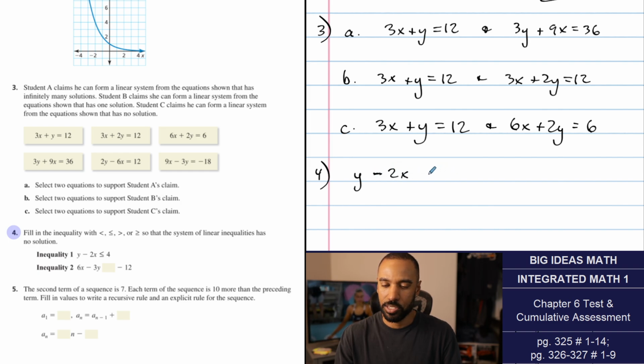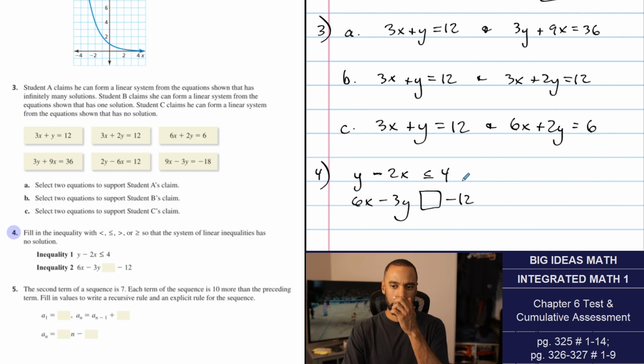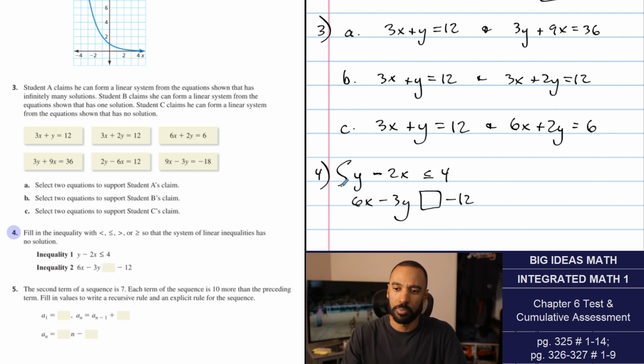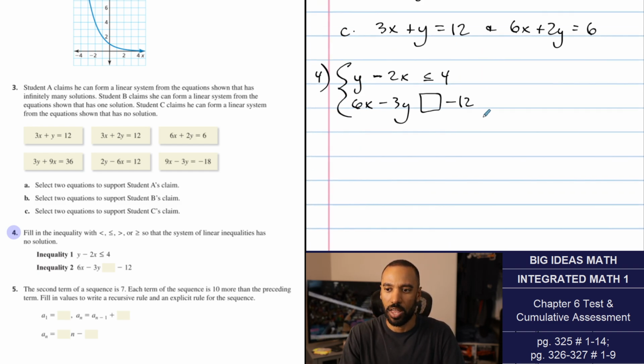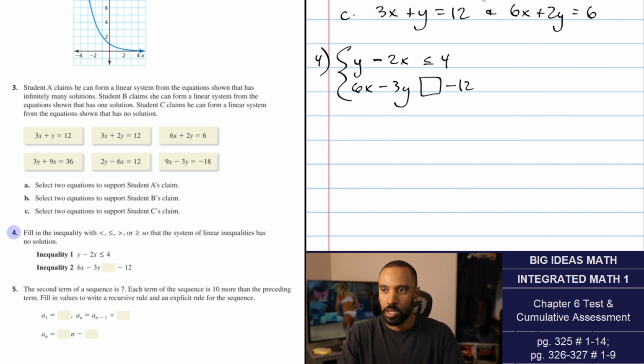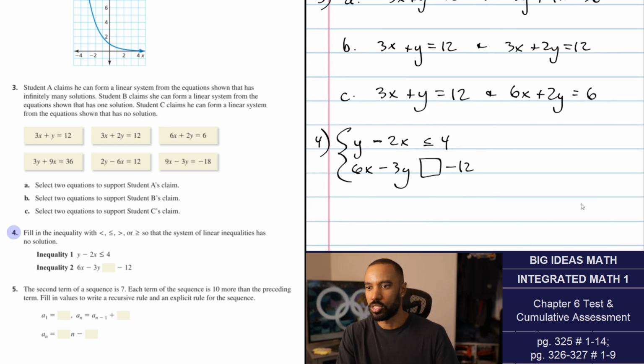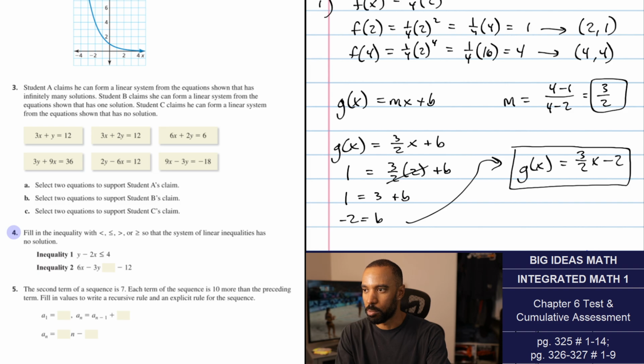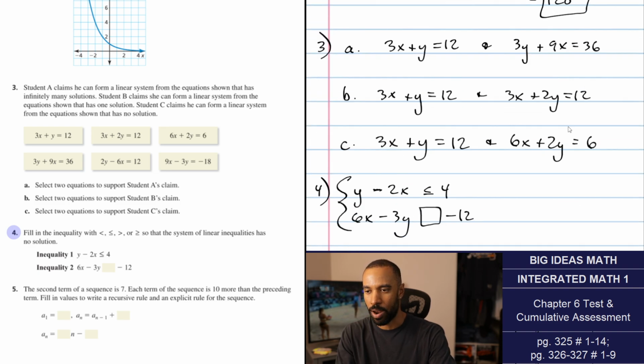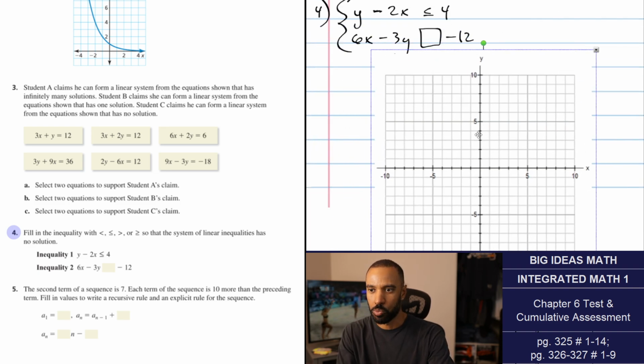y minus 2x is less than or equal to 4, and 6x minus 3y compared to -12. Lots to talk about here. I don't want an overlapping shaded region. These are both in standard form, and I can use standard form to make these graphs. I think seeing the graphs is completely valuable to what we're going to do here.